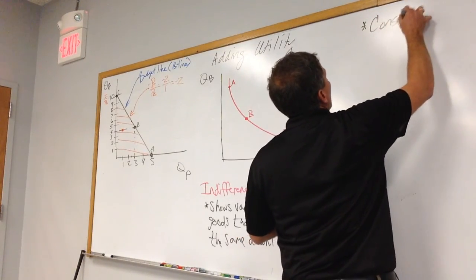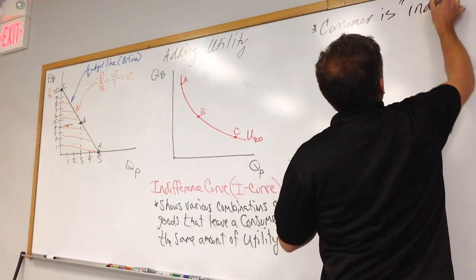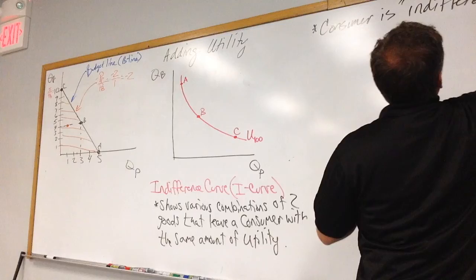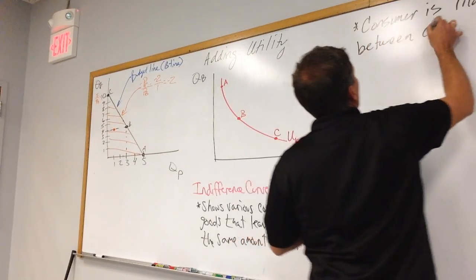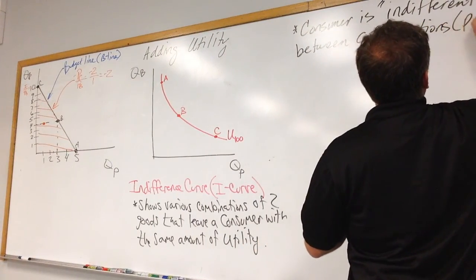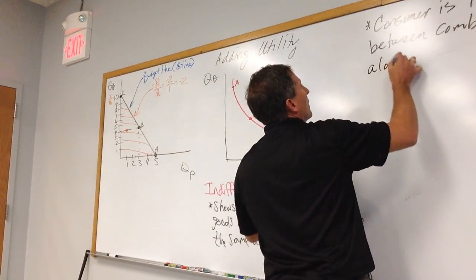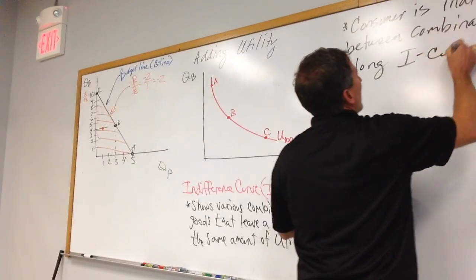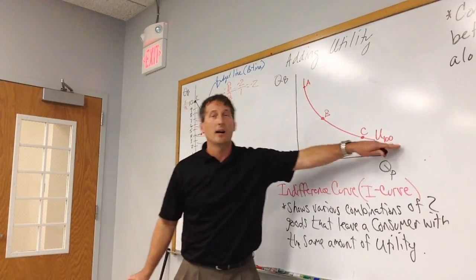So the consumer is indifferent between combinations, which are points along the indifference curve, because utility is fixed at 100.